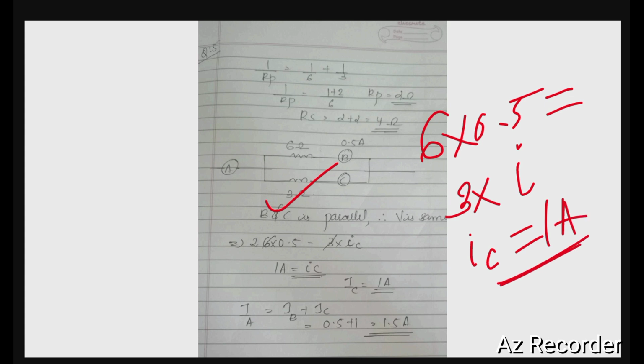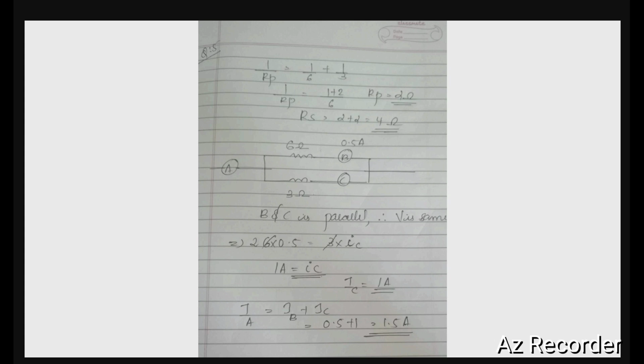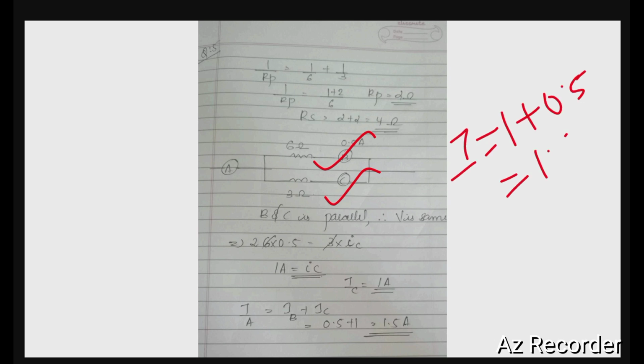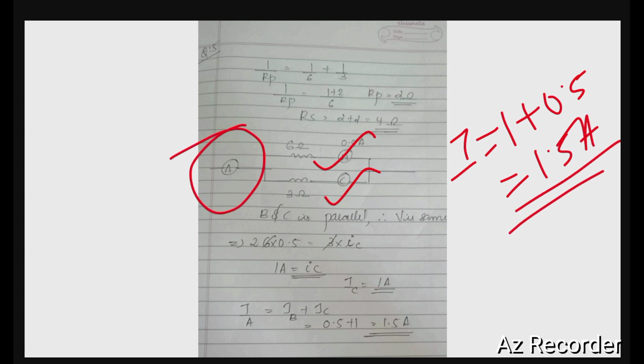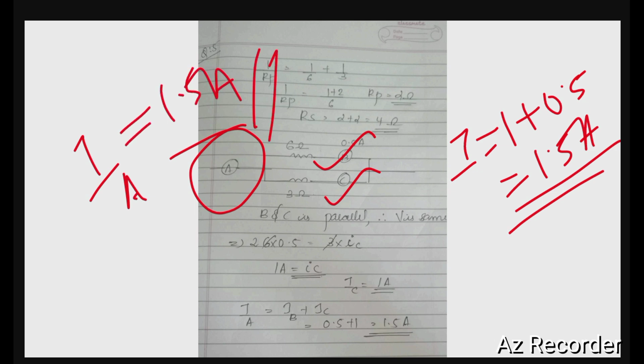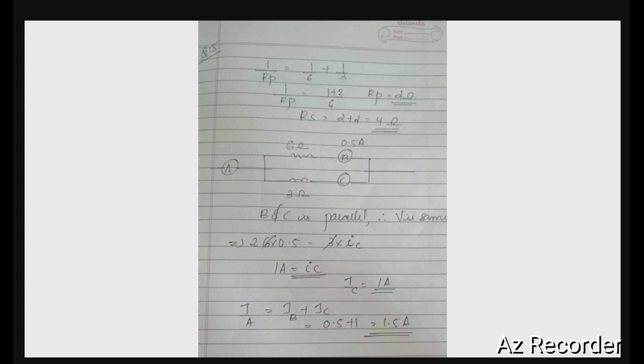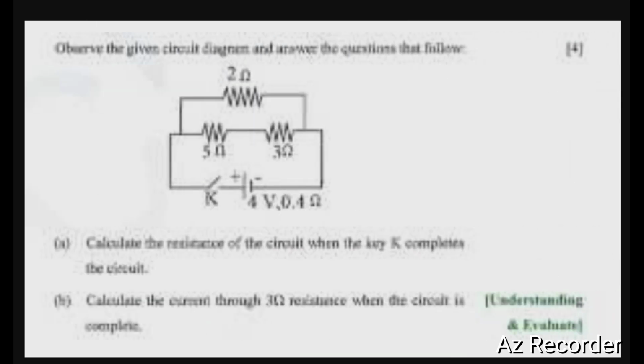Cutting this twice, so 2 into 0.5, which is equal to 1 ampere. So the current passing through the resistance C will be 1 ampere. Now if you look, the total current in the circuit will be the sum of the current passing through the resistance B and resistance C. Therefore the total current I is equal to 1 plus 0.5, which is equal to 1.5 ampere. This same current will pass through the resistance A, so the current through the resistance A will be 1.5 ampere. I hope this question is clear now.